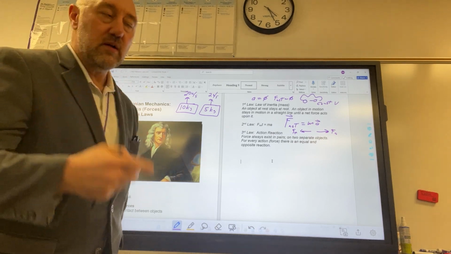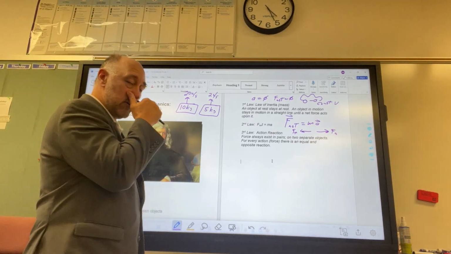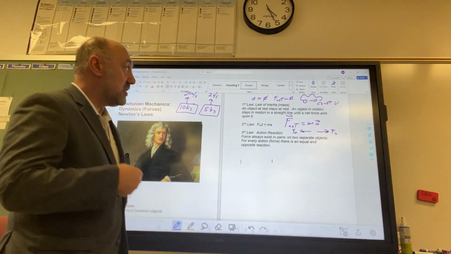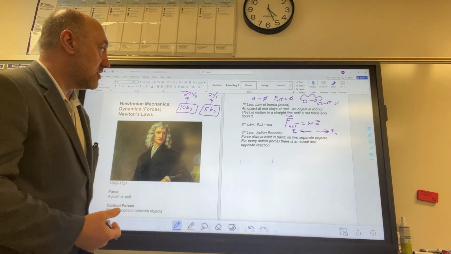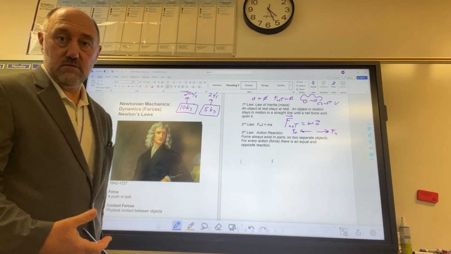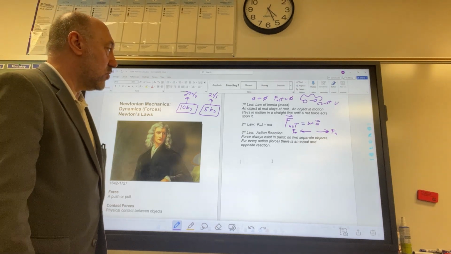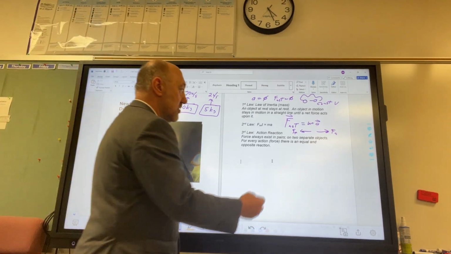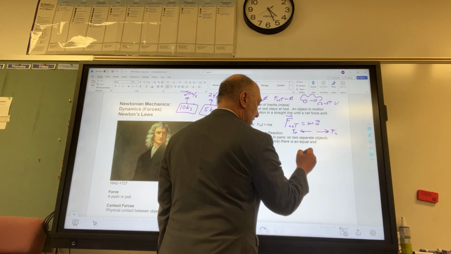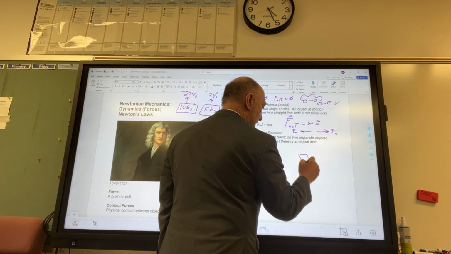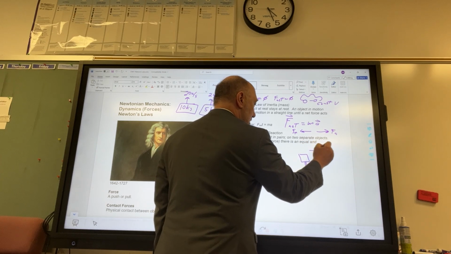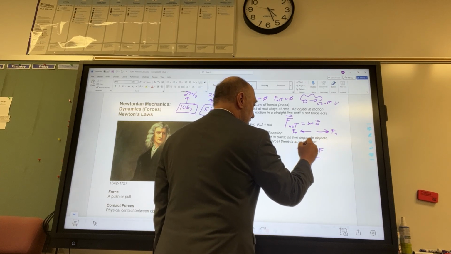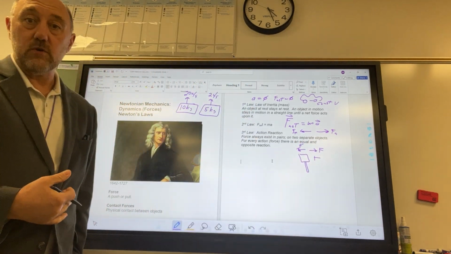Newton's third law is action-reaction. Forces always exist in pairs on two separate objects. For every action, Newton meant force, there's an equal and opposite reaction. What does that mean? Well, that means that if the hammer hits the nail with a certain amount of force, that hammer's going to feel the same force backwards.